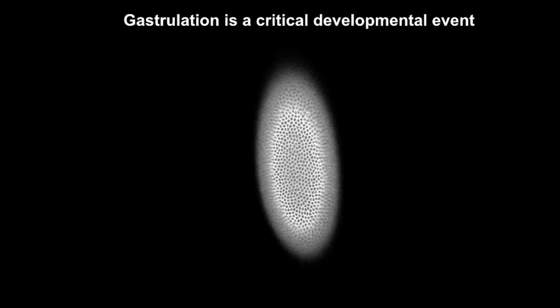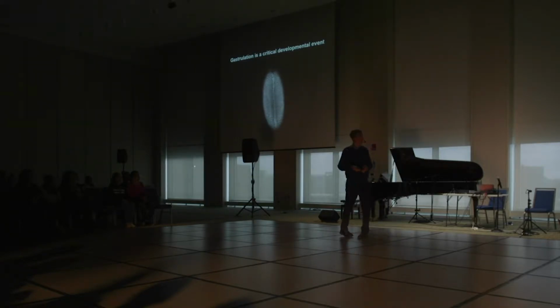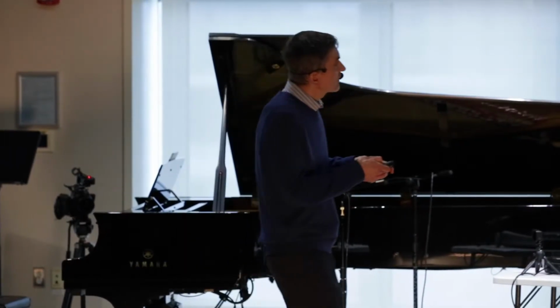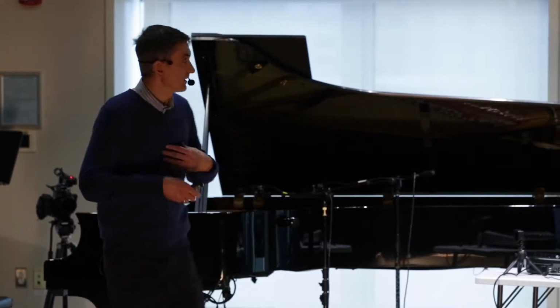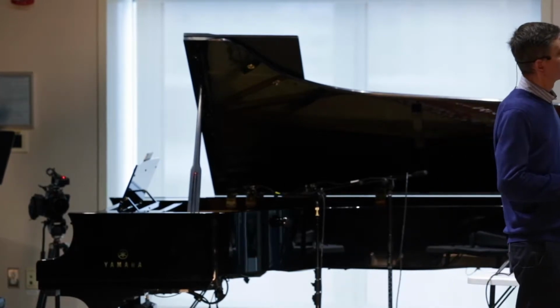Here, you can see a video of a gastrulating Drosophila embryo, looking at it from the ventral side. The head is here, the tail is here, and this is the belly of the embryo. You can see that a key event happening here is the movement of cells from the outside of the embryo inside. This is a key developmental event because it establishes the future body plan of the organism and starts the development of most organ systems in the future organism.